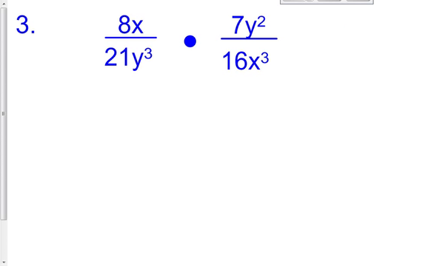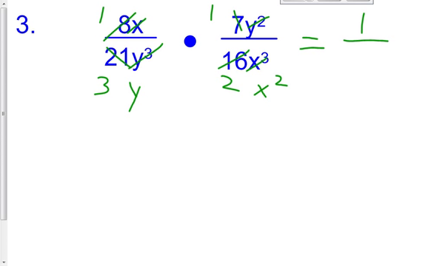So let's cross-reduce first with this one. That's going to be our strategy. 8/16 is 1/2. 7/21 is 1/3. X divided by x cubed is x squared. Y squared and y cubed makes y to the first. Now, class, you've done all of the reducing that you can do, so now we're just going to multiply straight across. In the numerator, all we have left is 1s. In the denominator, you have 3 times 2, which is 6.